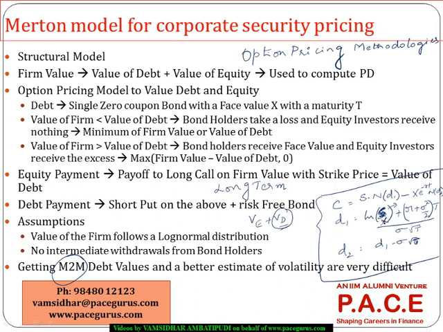X is the strike price, which is nothing but the value of the debt. R is the risk-free rate of return. Sigma is the volatility associated with the asset value, which is again a very difficult thing to estimate. Coming out with an estimate of the volatility of the asset value is a difficult thing.